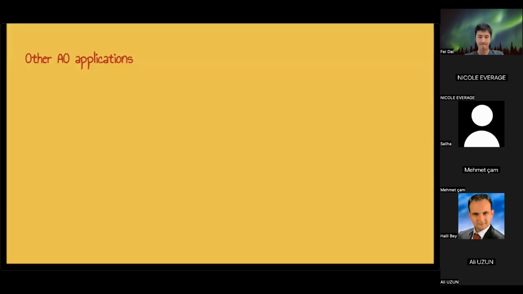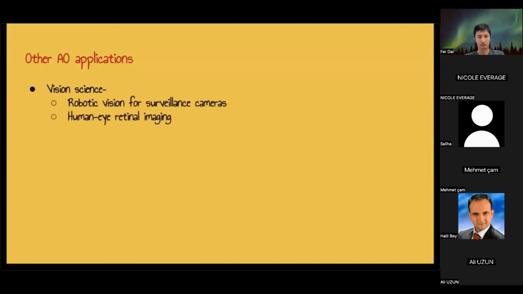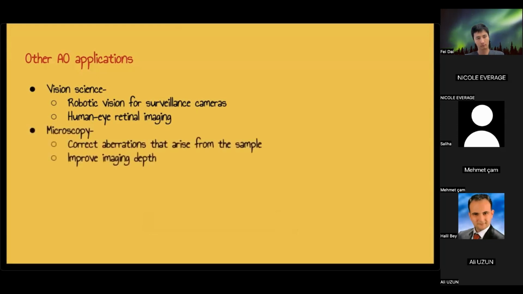AO has other applications as well. It's not just exclusive to astronomy. One application is in vision science, where we use it in surveillance cameras to provide real-time and long-distance imaging. It's also used by ophthalmologists to image the retina without aberrations to get a clear picture of the human eye. It is used in microscopes to correct aberration that comes from the samples, as well as to get images with deeper focus without having to move the objective of the microscope closer to the sample.